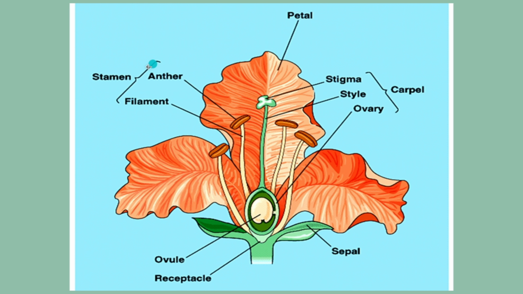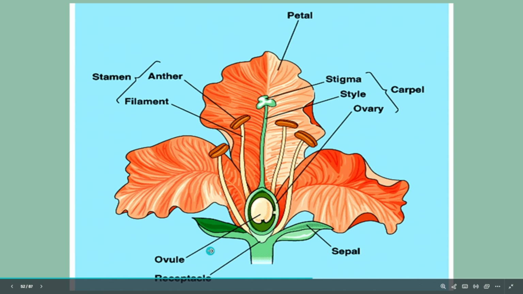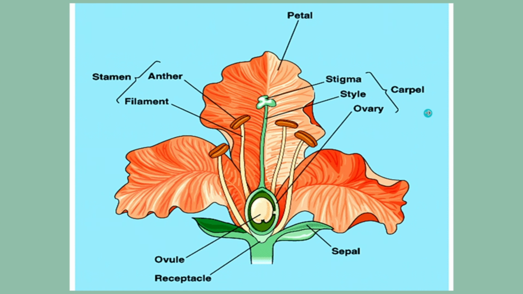We know that flowers also have male and female organs. The male organ we call stamen, and the female organ we call carpel. The stamen includes the anther and filament, and the female one includes the stigma, style, ovary, and also ovule. The stamen produces pollen grains, and the carpel has the ovary with the embryo sac.